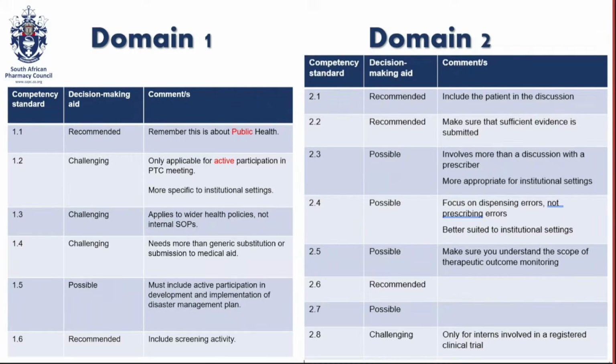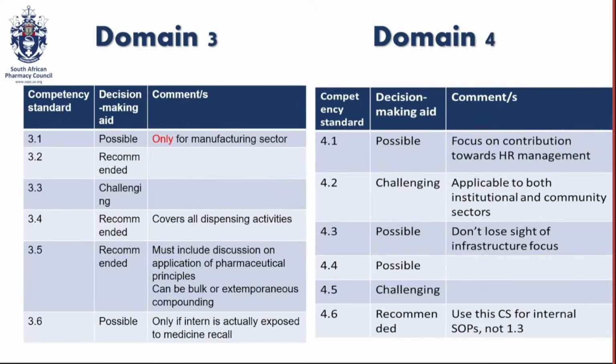If we look at the next slide, again, here we're just looking at the different domains. As I said, domain 3 is only for the manufacturing sector, 3.1 is only for the manufacturing sector, and competency 3.5 is extemporaneously compounding products. So have a look at these different domains, at how we've rated that particular competency standard, and at which practice setting you have. Speak about evidence with your intern before they do the CPD, to say, will we be able to get sufficient evidence to show that you applied this particular competency standard?